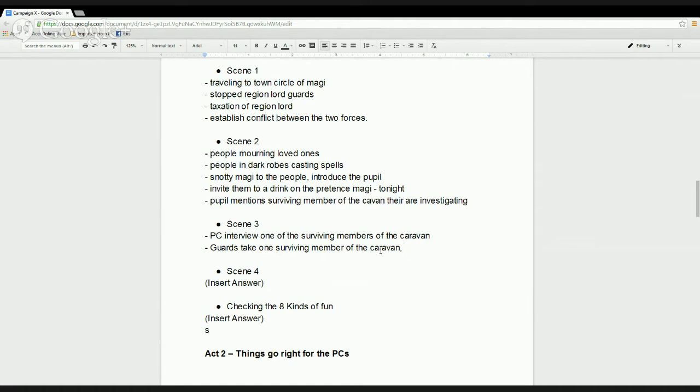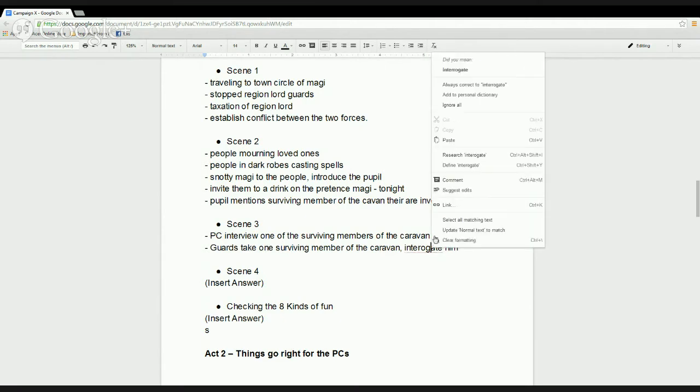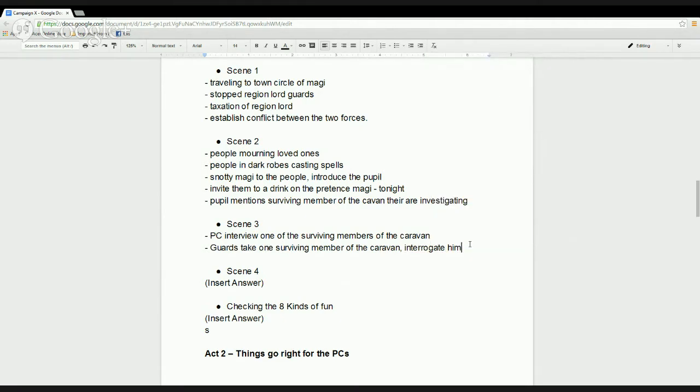But I like the idea that the PCs are going to go interview this guy and the guards are taking him. I like the concept that we don't want to keep adding complexity to the story. We have a lot of complexity. Let's keep tying it in. We know that the head of the Legion is lawful good. He's trying to find out about this dark magic that's going on. Perhaps he wants this member of the caravan just so he can interrogate him. Perhaps this member of the caravan is suspected of a crime. Again, we don't want to keep adding complexity. We want to keep tying the complexity we already have back into the story.